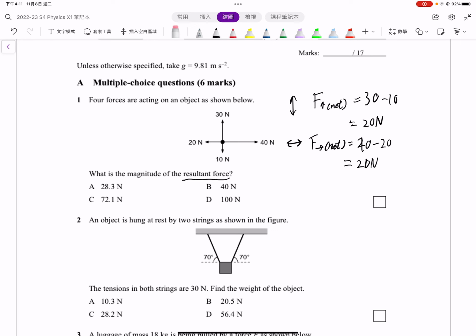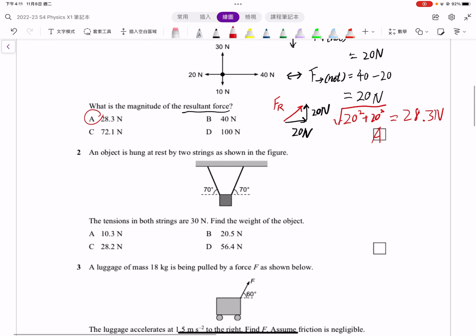Then you would have a resultant force in both directions, 20 Newton as shown. One is to the right and one is upward. Both of them are 20 Newton. When you want to find out the resultant force, it would be the square root of 20 squared plus 20 squared. The answer would be 28.3 Newton. So the answer is A.